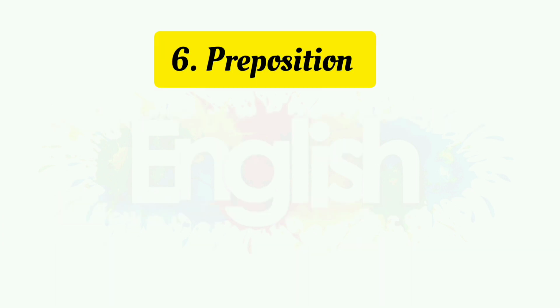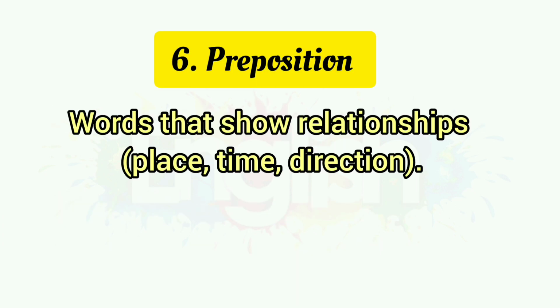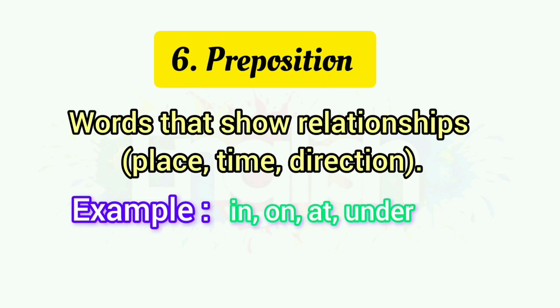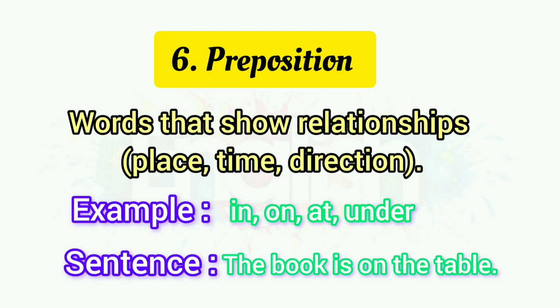6. Preposition: words that show relationships, place, time, direction. Example: in, on, at, under. Sentence: The book is on the table.